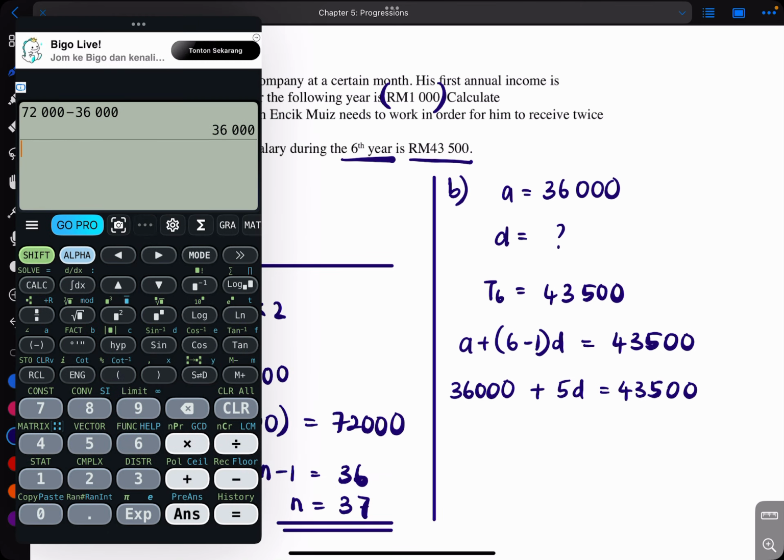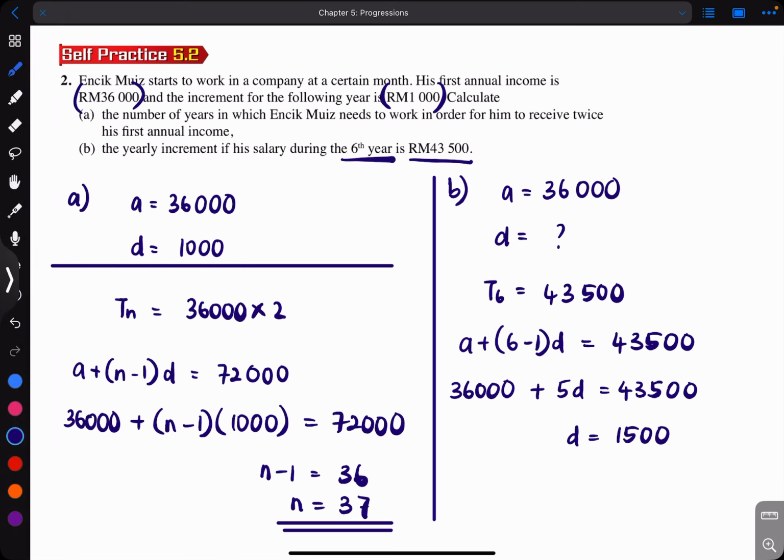So 43,500 minus 36,000. Then we divide it by 5. So D is 1,500. So we can say his yearly increment is RM1,500. If he gets this much of increment every year, by the 6th year, he's going to earn this much. That's it.